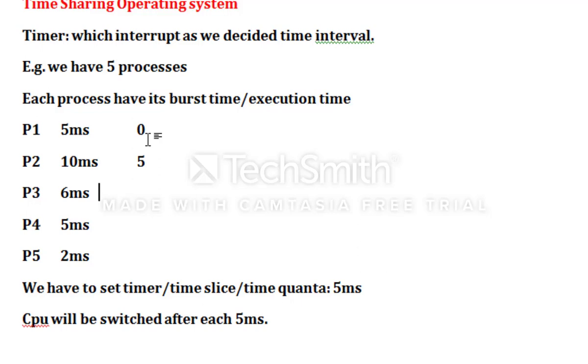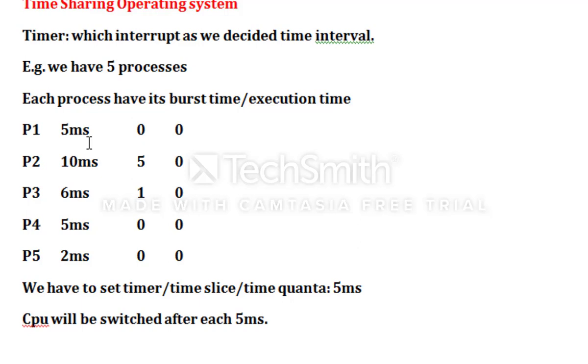The CPU switches from process P2 to process P3 and executes P3, and 1 millisecond remains. Then again the processor switches to process P4, and its remaining time becomes 0. In the second cycle, process P2 will complete its execution, and process P3 will also complete its remaining time. So two cycles will be required for the processor to complete all 5 processes.